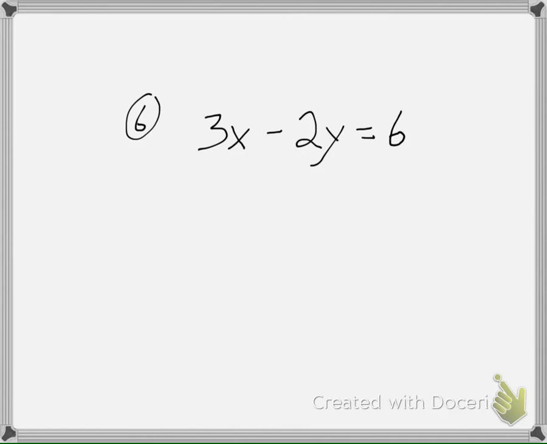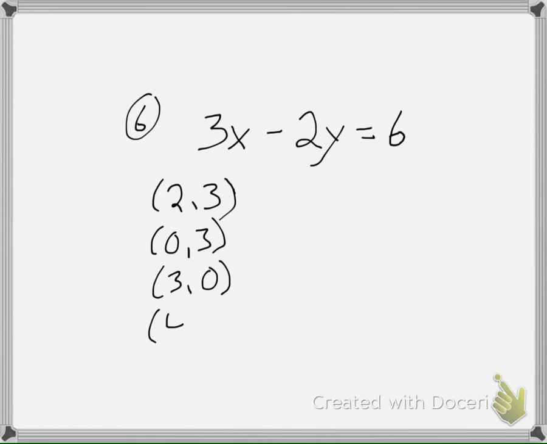Our choices are (2, 3), (0, 3), (3, 0), and (4, 3). And in each of these, the first coordinate is the x, and the second coordinate is the y.